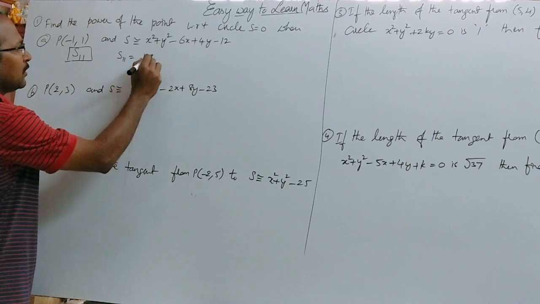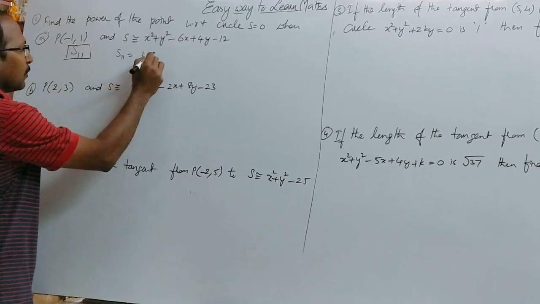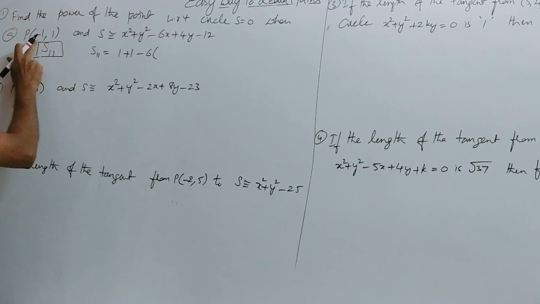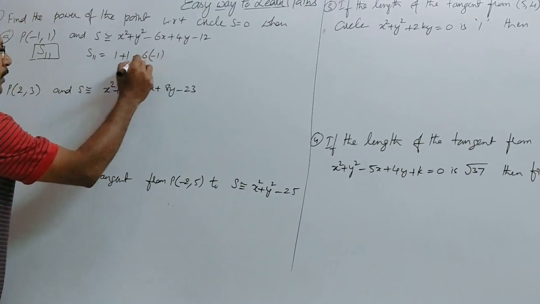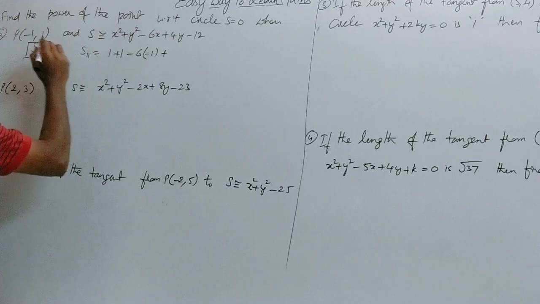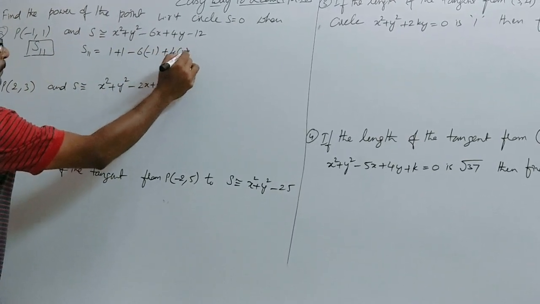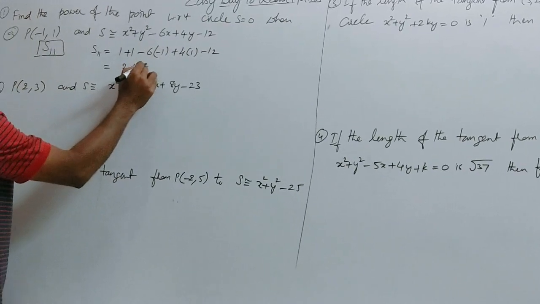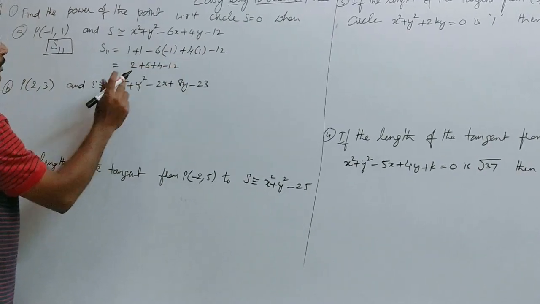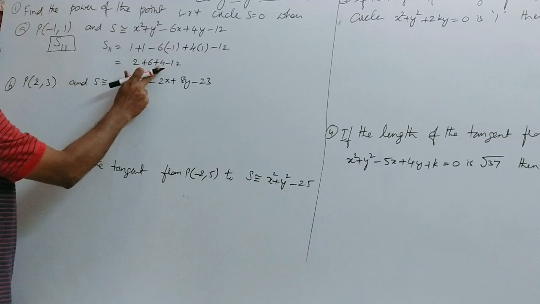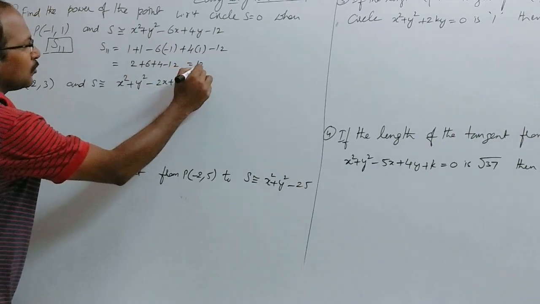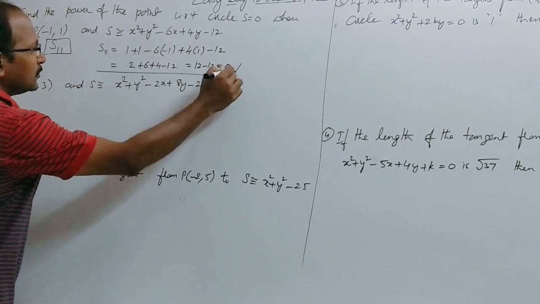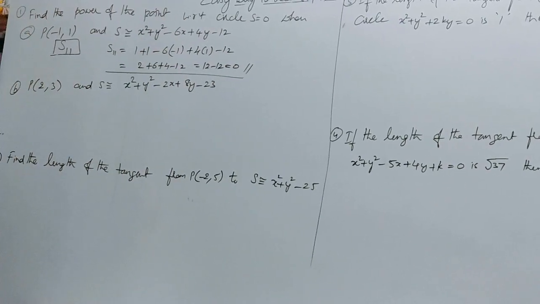Then (-1) whole square plus 1 square plus 1 minus 6 into x, here -1. So it becomes plus 6, then plus 4 ones are 4 minus 12. Therefore that is equal to 2 plus 6 plus 4 minus 12. 2 plus 6 is 8, 8 plus 4 is 12. 12 minus 12 is equal to 0. Therefore here the power of the point is 0.